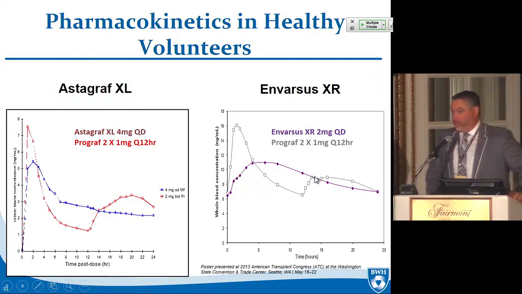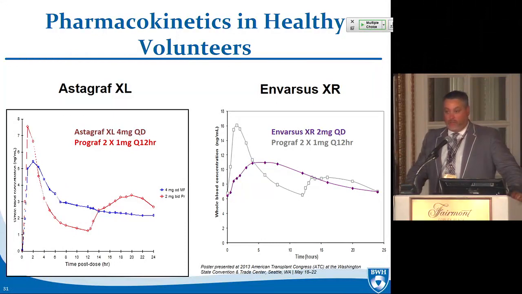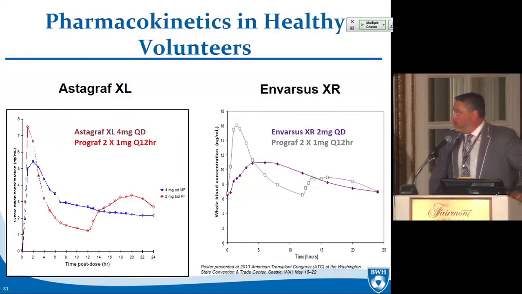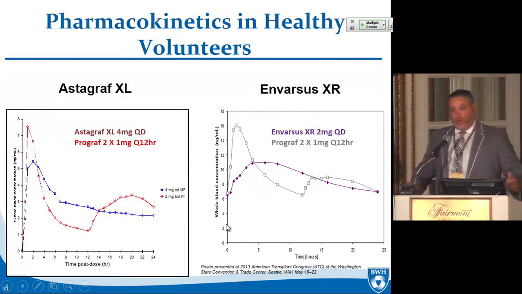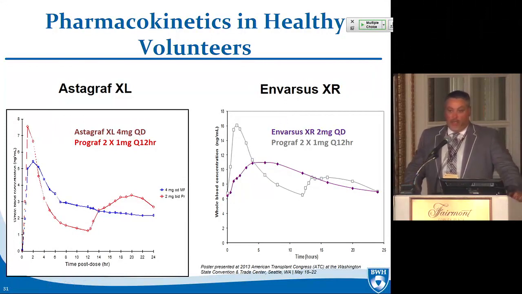This next one is called Envarsus. This is the newest one on the market. One of the most interesting things is that you don't get a peak. Or you get a peak, but it's a blunted peak in comparison to what you see with Astagraf. And the beauty of Envarsus is you can actually use less. So the conversion factor is for every 1 milligram of BID TAC, you use 0.8 milligrams of once-a-day Envarsus. Now, as I had mentioned, with this blunted peak, there's now data showing that you get less neurotoxicity from the Envarsus preparation. The biggest problem with Envarsus is it has wallet toxicity.